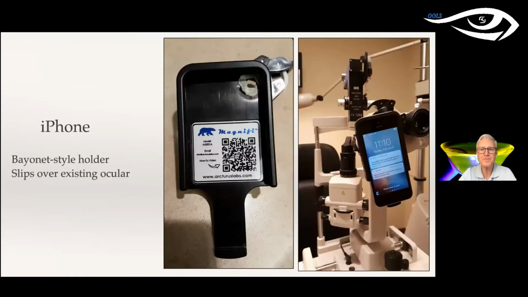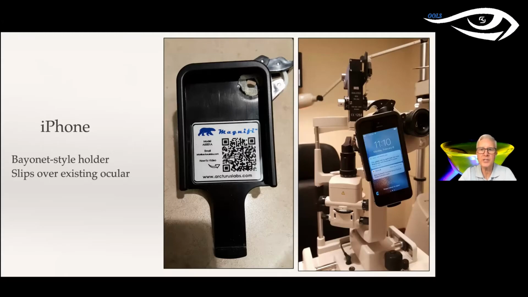I started out with an iPhone 4. I recently bought my wife an iPhone 11, I think. So they've come a long way. But the cameras on most of these cellular phones, whether it's a Samsung or Nokia or Google or whatever, they're actually quite good, and you can take a lot of pictures. The trick is to stabilize the camera over the oculars of the slit lamp.